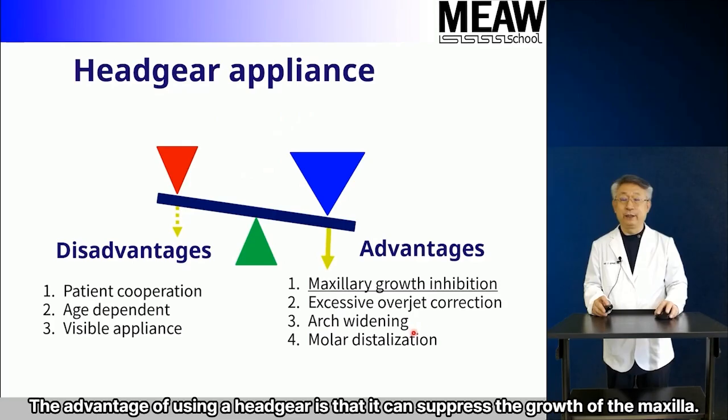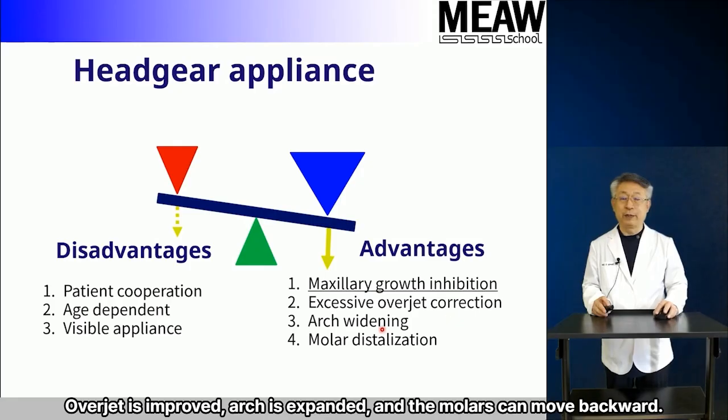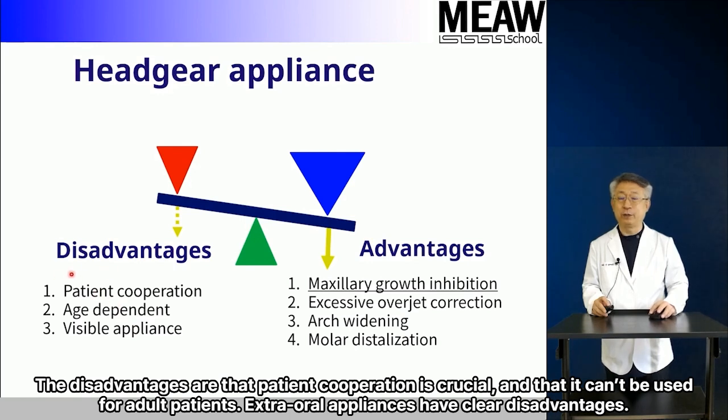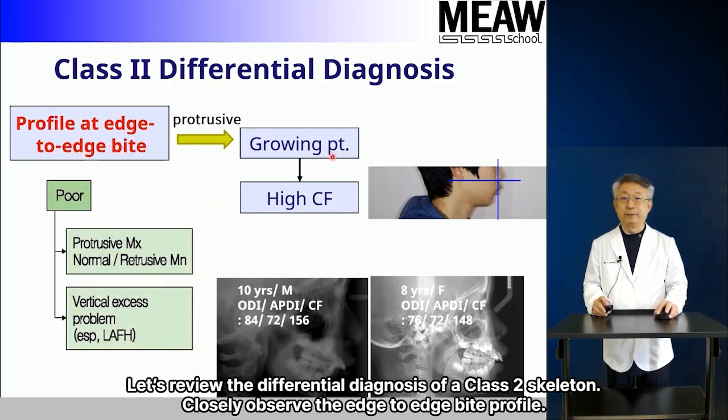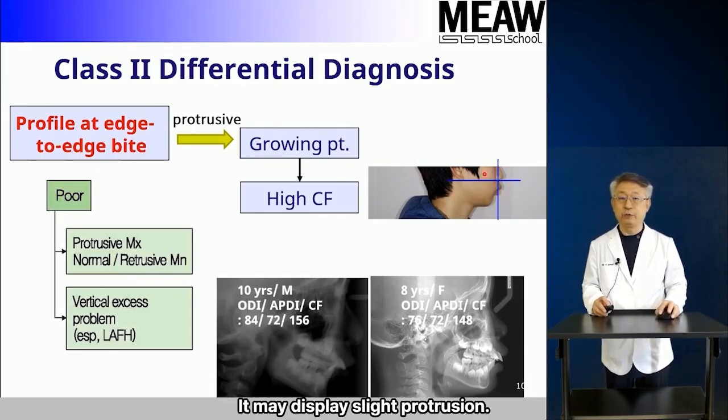The advantage of using a headgear is that it can suppress the growth of the maxilla. Overjet is improved, arch is expanded, and the molars can move backward. The disadvantages are that patient cooperation is crucial and that it can't be used for adult patients. Extraoral appliances have clear disadvantages. Let's review the differential diagnosis of a Class II skeleton. Closely observe the edge-to-edge bite profile. It may display slight protrusion.